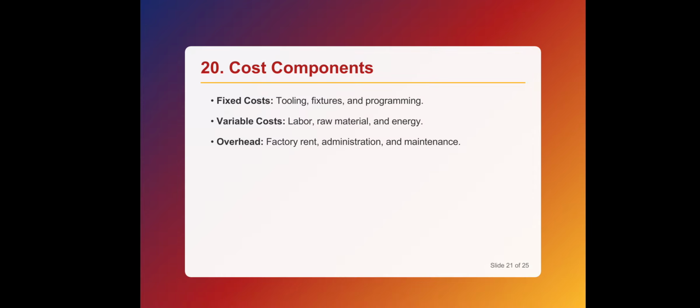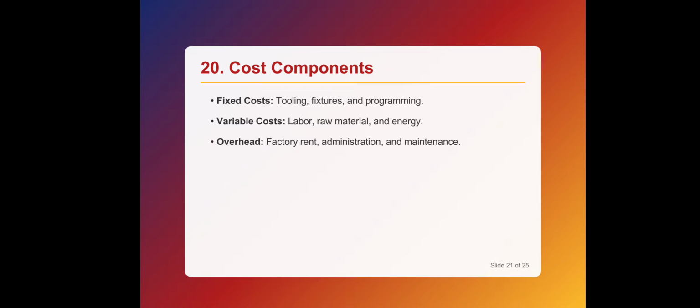The next one is cost components. There are three main cost components. They are fixed cost, variable cost and overhead cost. Fixed cost means tooling, fixtures and programming. Variable cost means labor, raw material and energy. Third one is overhead. Overhead means factory rent, administration and maintenance. These are the three important cost components.